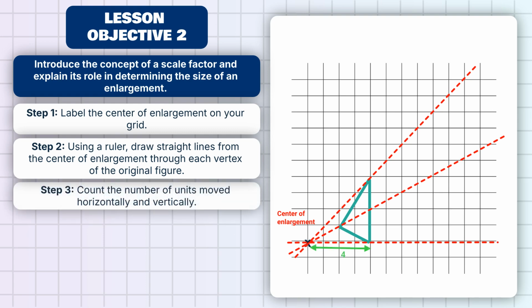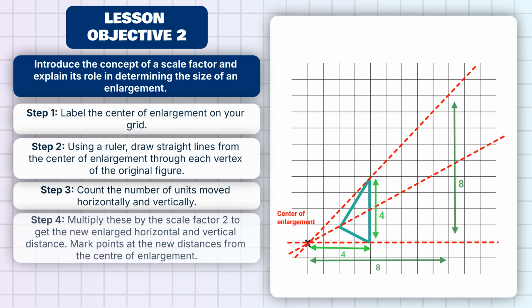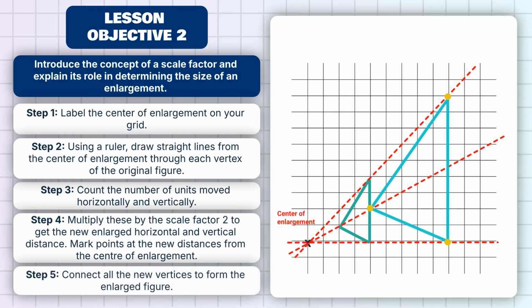Now count the number of units moved horizontally and vertically. Multiply these by the scale factor 2 to get the new enlarged horizontal and vertical distance. Mark points at the new distances from the center of enlargement. Once you have marked all the new vertices, connect them properly to form the enlarged figure.